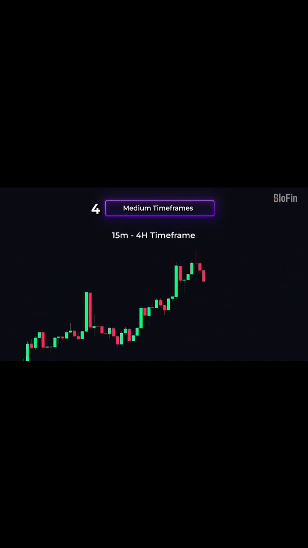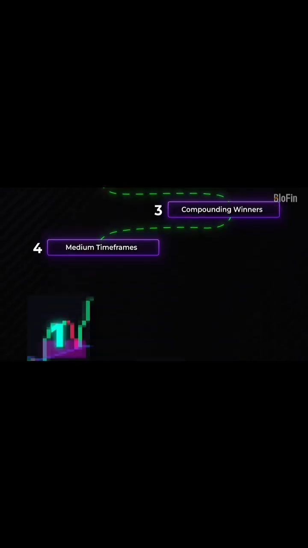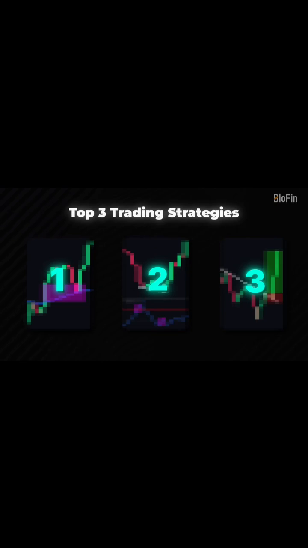On the flip side, I also avoid time frames that are too low like the 1-minute chart because it's extremely volatile, and the strategies I'm about to teach don't work well on very low time frames. So the sweet spot is between the 15-minute to the 4-hour time frame. So now that you know the key rules to follow when growing a small account, let's get into the top 3 trading strategies you can use.